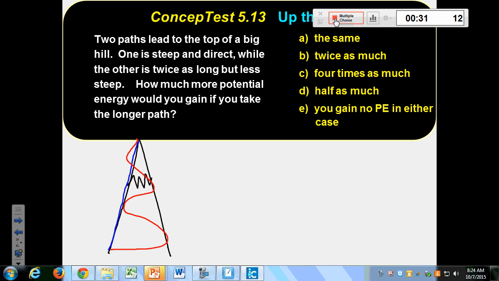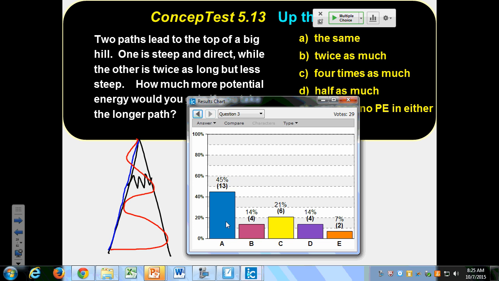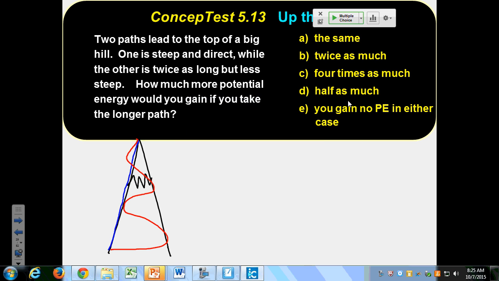This is the last one, folks. I'll stop at 50. Okay, it is the same, because I have the same beginning height and the same ending height, and so the potential energy is just mgh.